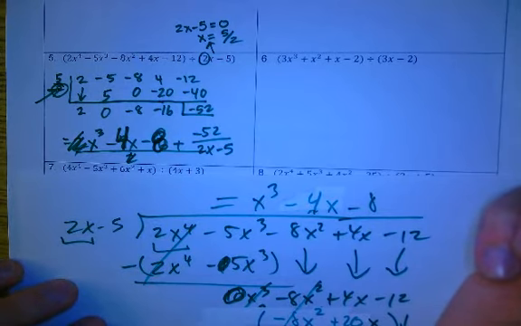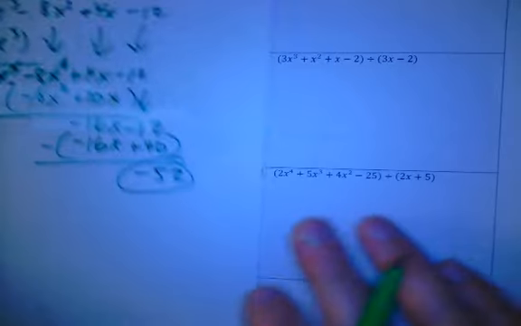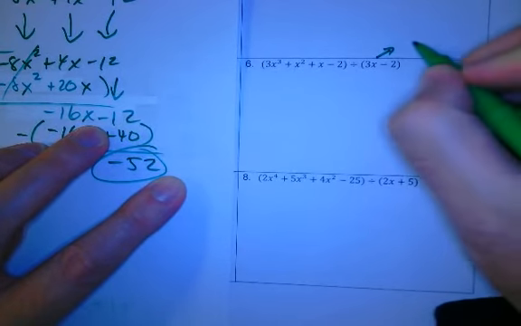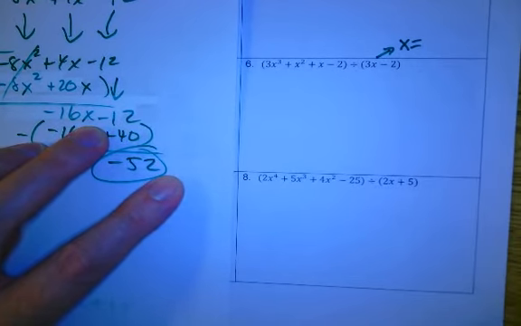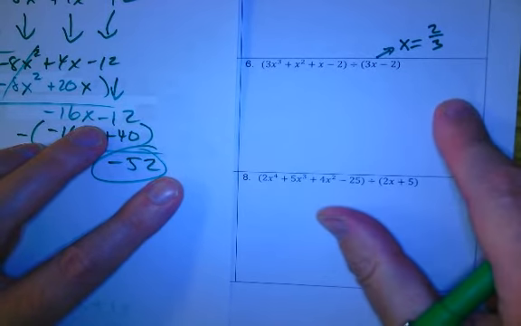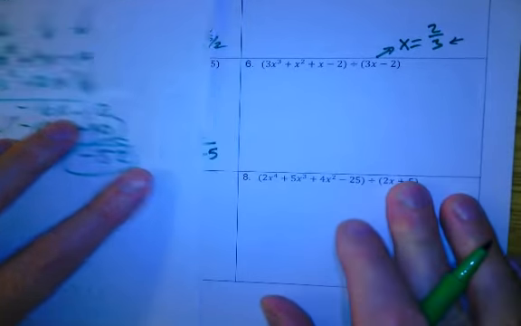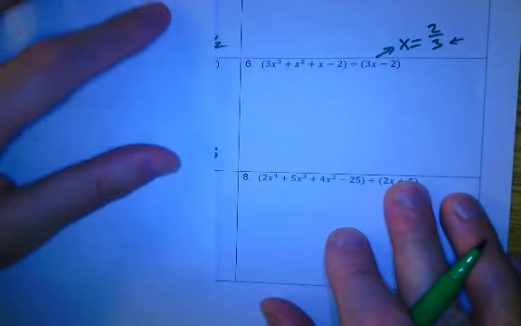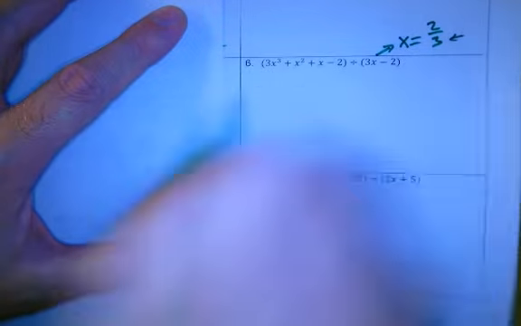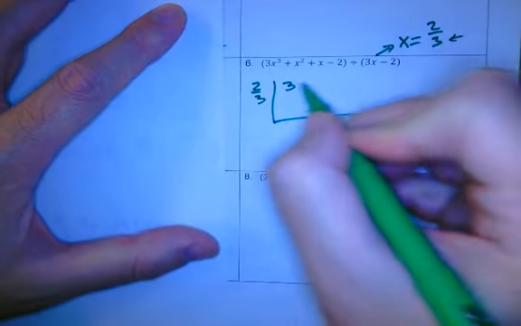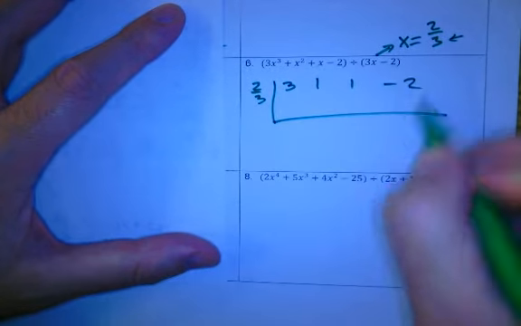Okay? So if I look at number 6, I'm going to first figure out what my x value is. My x value is x equals what? 2 over 3. Now, when we get our answer, what are we going to divide it by? We're going to divide our answer this time by 3 at the end when we're done. So let's see if we can get that correct solution this time. We're going to write 2 over 3 on the side. We're going to do our synthetic division bar. 3, 1, 1, negative 2, and put our box under our remainder.